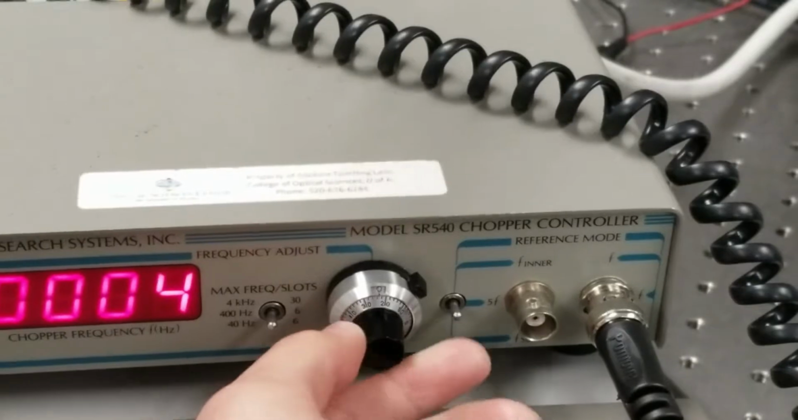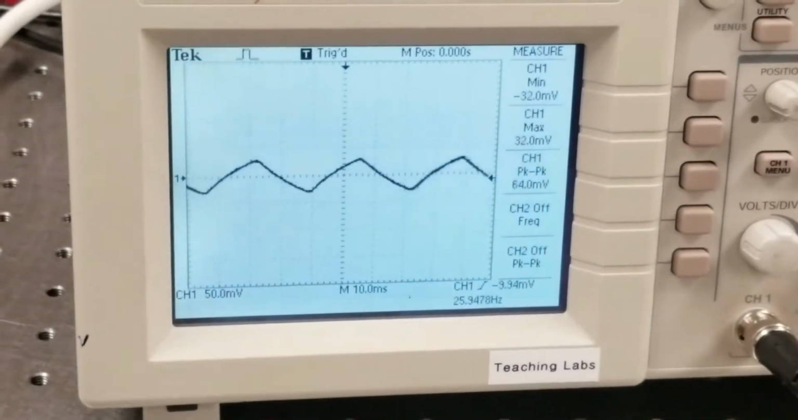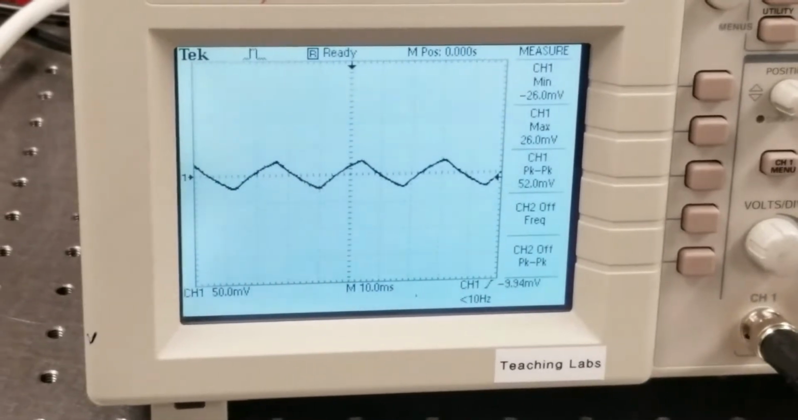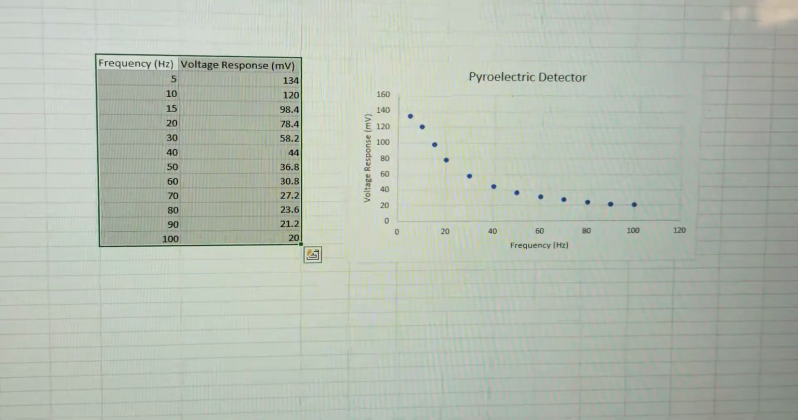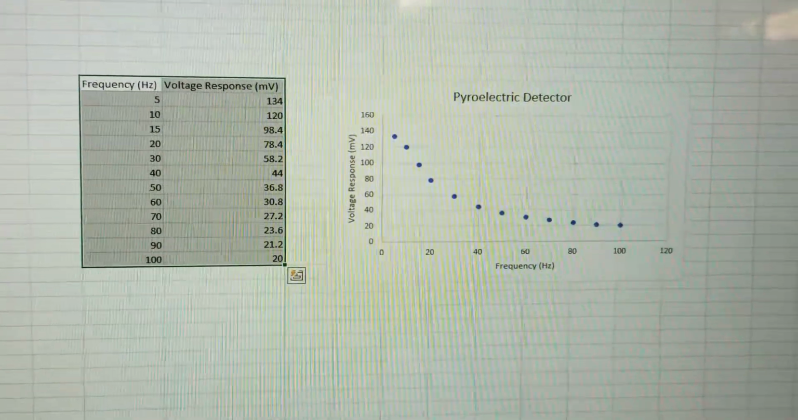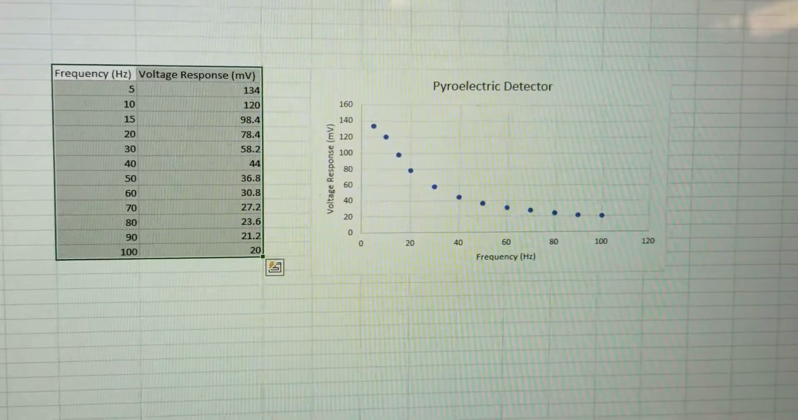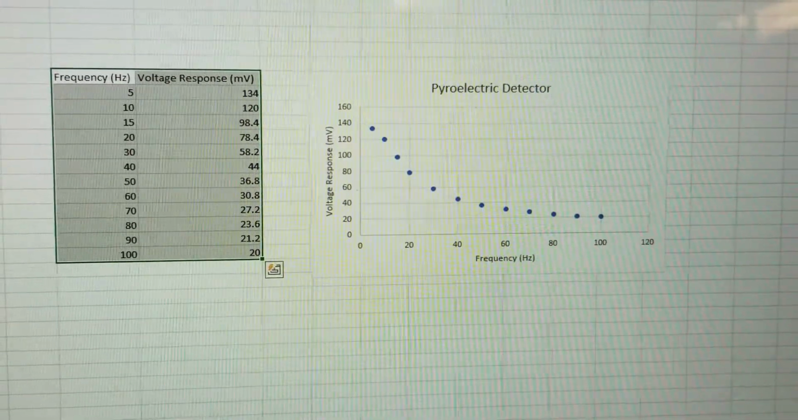As the frequency of the chopper increased, the voltage response of the pyroelectric detector decreased. Here's our data for the pyroelectric detector frequency versus voltage response. As can be seen, as frequency increases, the voltage response of the pyroelectric detector decreases in a nonlinear fashion.